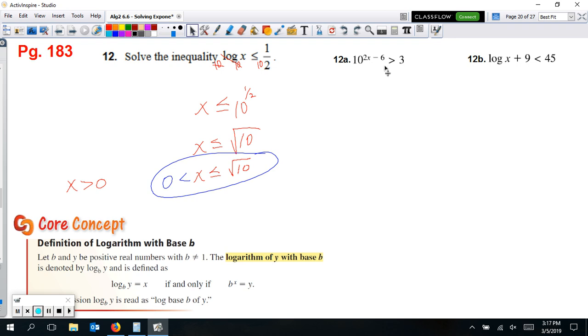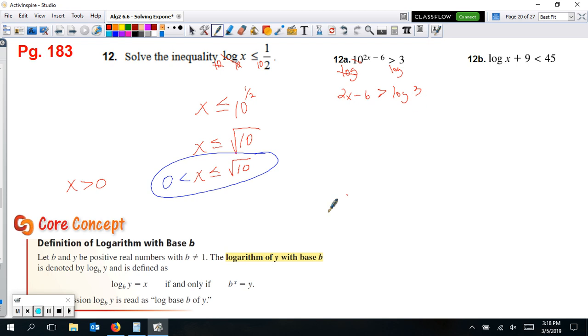Number 12a, let's go and look at this one. This is an exponential one. There's no log here, so it's an exponential one, but it does have 10 and 3, which you're not going to be able to do without zapping it with a logarithm. So we have to zap this with log base 10. I'm just going to put log there. That will cancel that out, freeing my 2x minus 6 greater than, and then this one's going to also be log here of 3, so log 3 on this one.